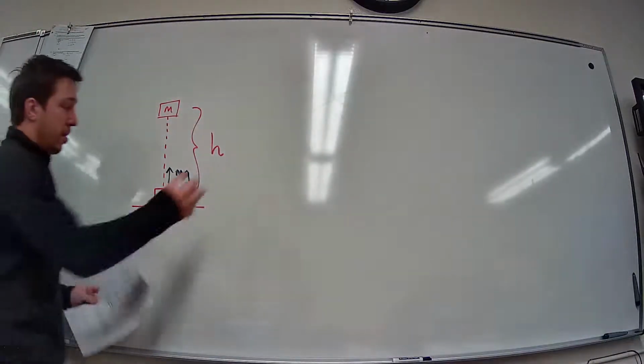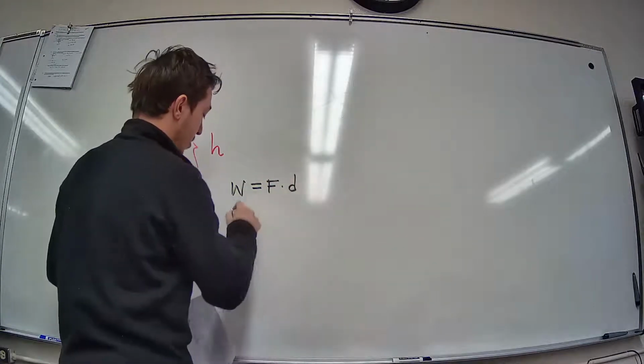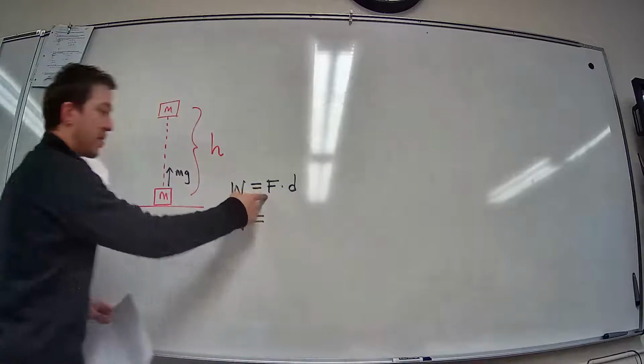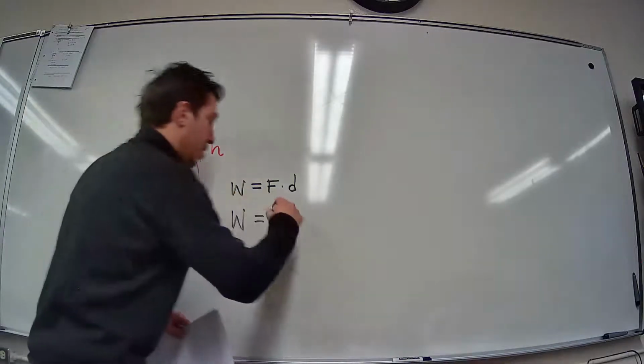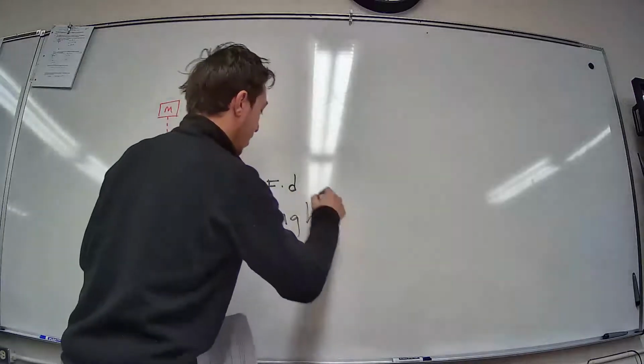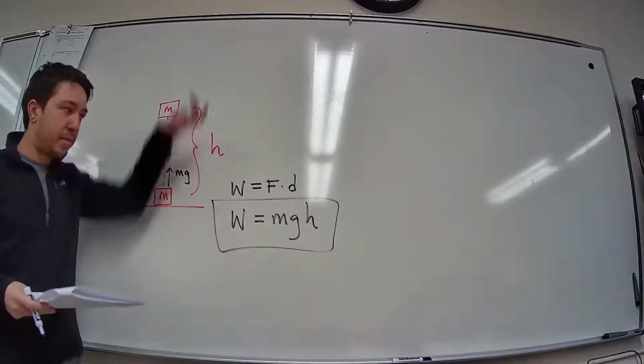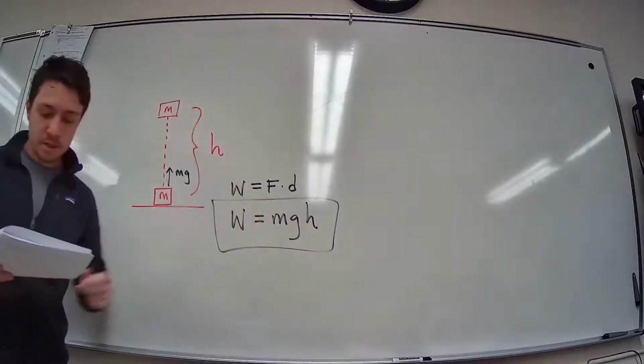How much work was done? Well, okay, I know that work is force times distance. So the work would be how much force? mg. How much distance did he cover? h. This is famous, okay? The work done to lift an object a distance h is mgh.